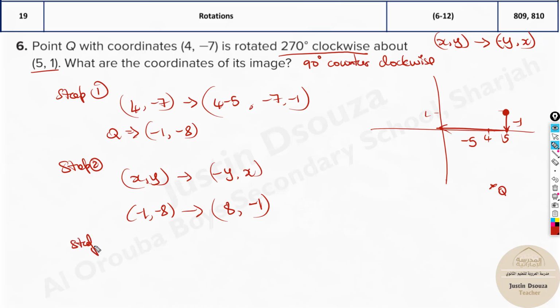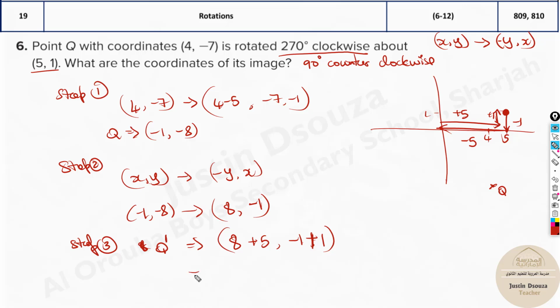Step 3: this is not the final answer. We have done the 90-degree rotation, but it's about the origin, not about this point. So let's get back to the point. To get back, it's plus phi, and again plus 1, isn't it? So now we add the original point back to this. Here it is now rotated. Whenever it's dilated or rotated or transformed, we put a dash, that is a prime, Q prime. So Q prime is equivalent to 8 plus phi comma minus 1 plus 1.